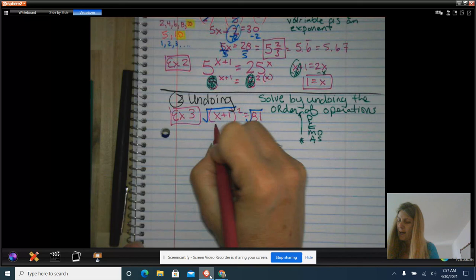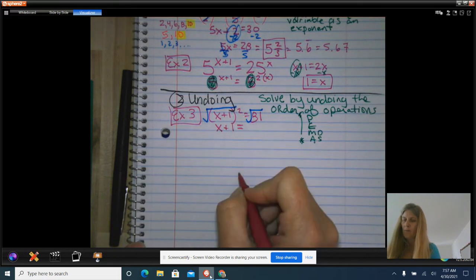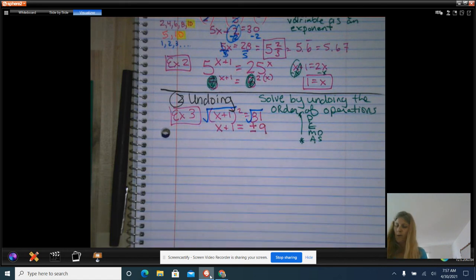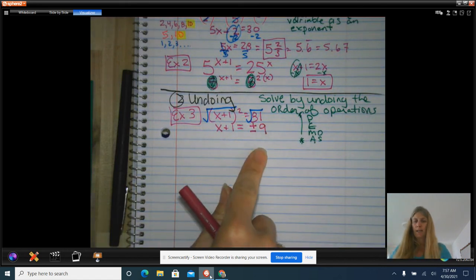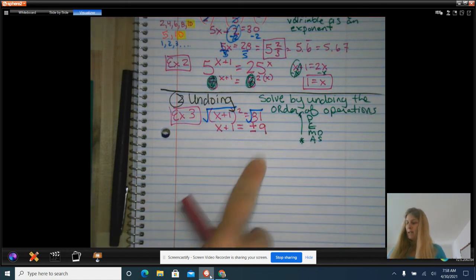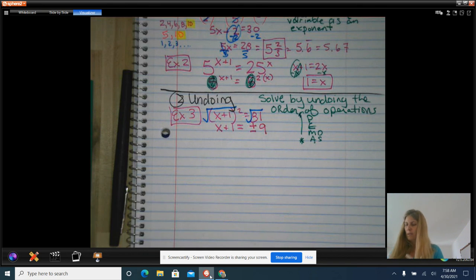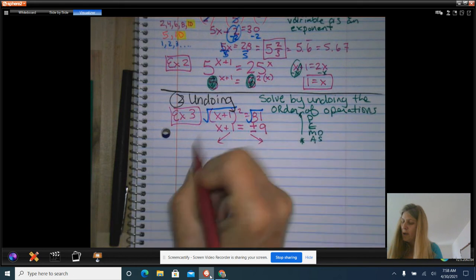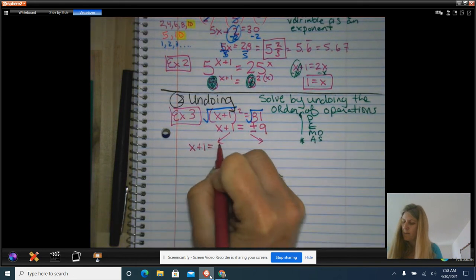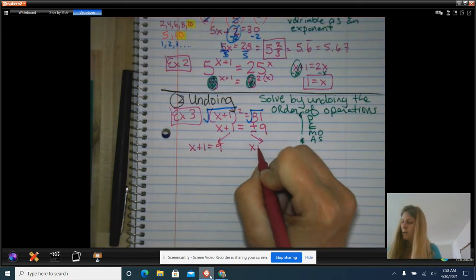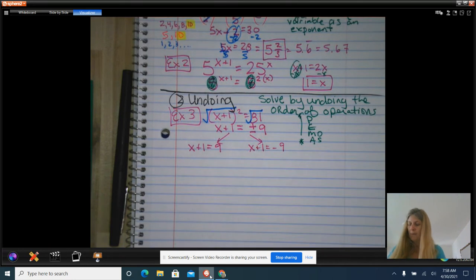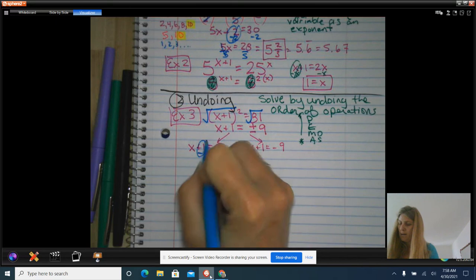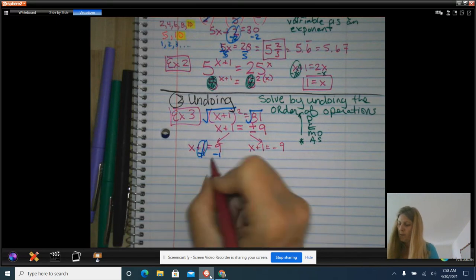So all I have left is x plus 1. And then the square root of 81 is actually 2 answers. It is plus or minus 9. And that's because 9 times 9 is 81. But negative 9 times negative 9 is also 81. So we need to make sure we represent that. So now that we have that, we do need to split it into 2. We have x plus 1 is equal to positive 9. And x plus 1 is equal to negative 9. And now we're ready to simply solve. So we're going to subtract 1 from both sides. And my first x is going to be 8.